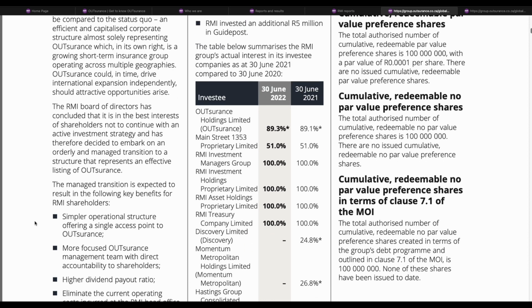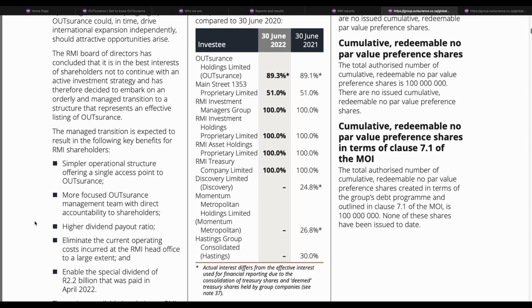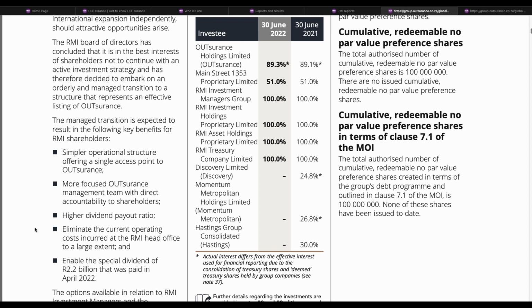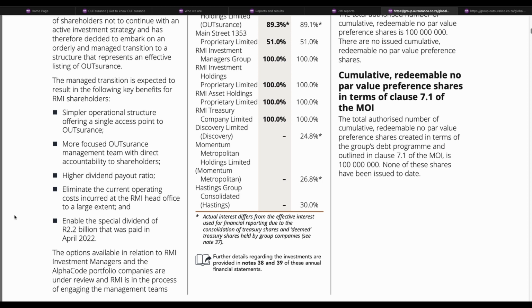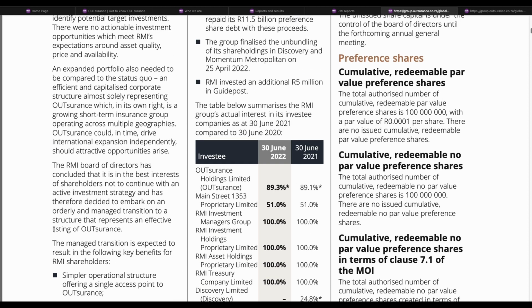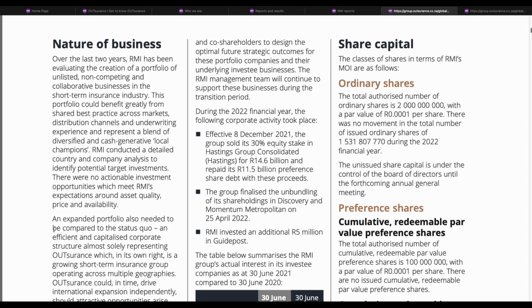One of the benefits of that is that this will simplify the operational structure of OUTsurance, and also it can potentially lead to a higher dividend payout ratio, and also it will eliminate some operating cost that the business incurs by occupying the RMI head offices. And then also there was some special dividend that was paid. The company is not going to pay dividend now, not that they won't declare dividend. This is a past dividend, so don't make a decision thinking that RMI or OUTsurance is going to pay a dividend. Then they speak a lot about those transactions and what happened.